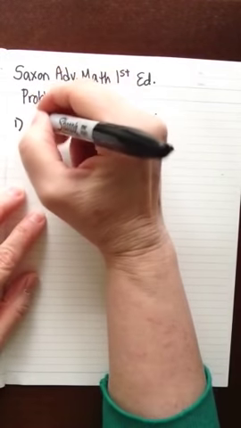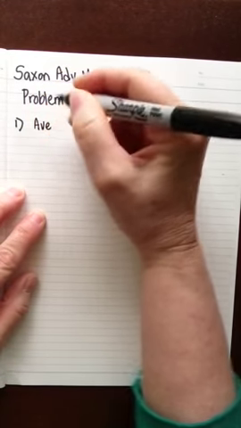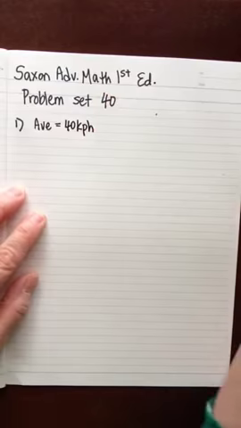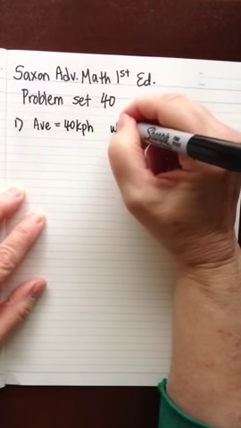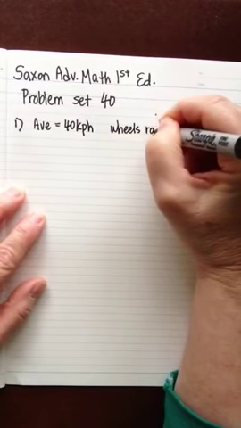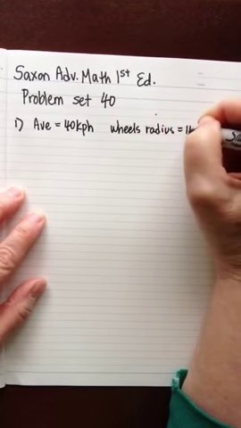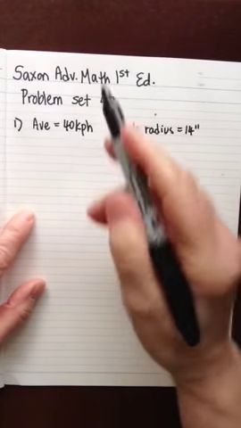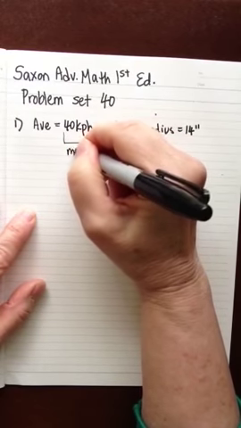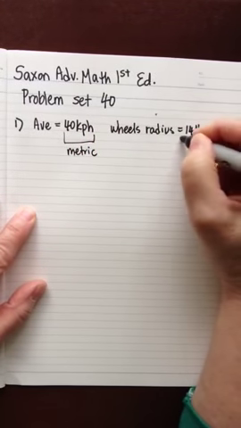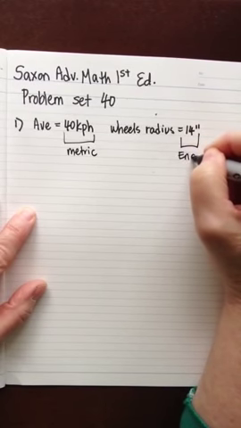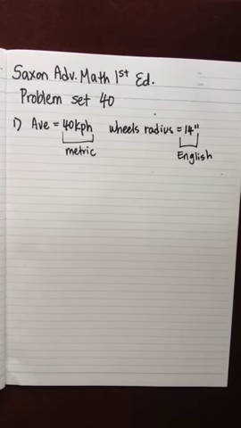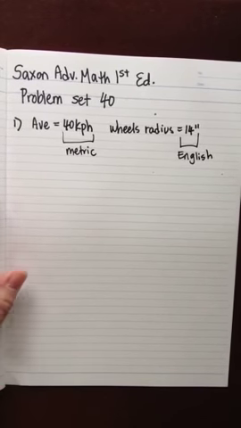The first thing that we find out is that the average speed was 40 kilometers per hour. We find out that the wheel's radius is 14 inches. And right away something should stand out to you. 40 kilometers per hour. This is the metric system. And the wheel's radius is 14 inches. This is the English system. So there's going to have to be some changing from English to metric or vice versa, but let's see what the problem is asking for.